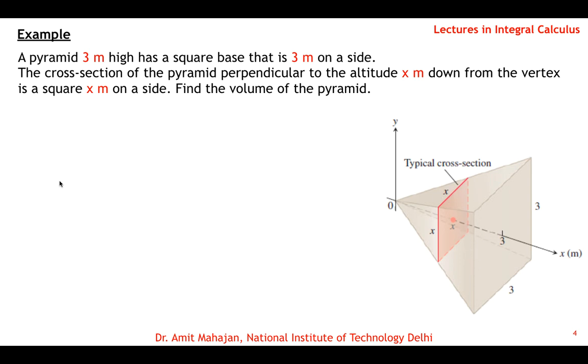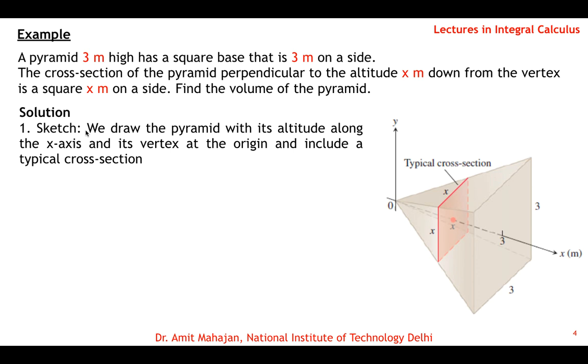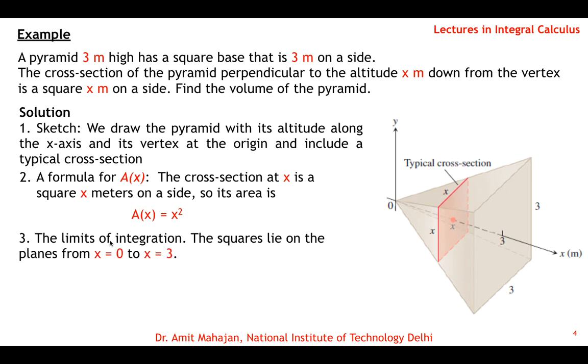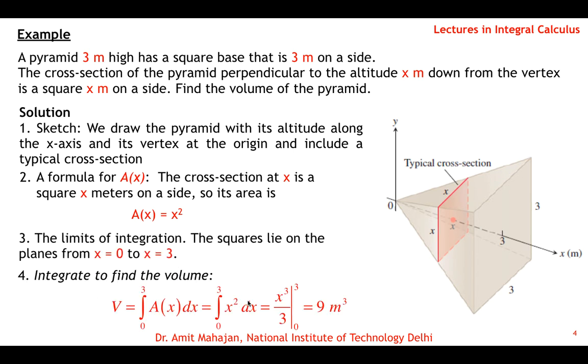Okay, so first we sketch, we draw the pyramid with its altitude along the x-axis and its vertex at the origin, and include a typical cross section and a formula for the cross-sectional area. Okay, so if at any point x, the cross section is x meter on a side, so the area is definitely x squared. And if I integrate this from a to b, where a is 0 and b is 3, then we'll get the volume of this pyramid.